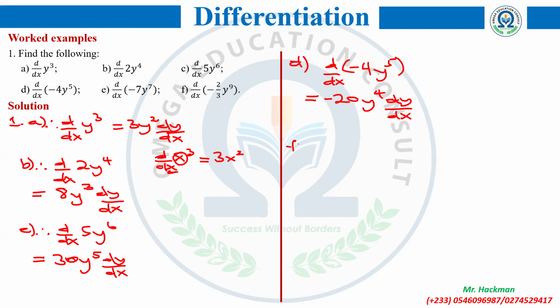So f, if you're able to do the f, you should be able to do the e. F, what are we given? Okay, d dx of what? Don't forget your therefore, you've not drawn your conclusion. So d dx of what? Okay, minus 2 on 3. Let me write my minus 2 on 3 what? y to the power 9. All correct. Yes, sir.